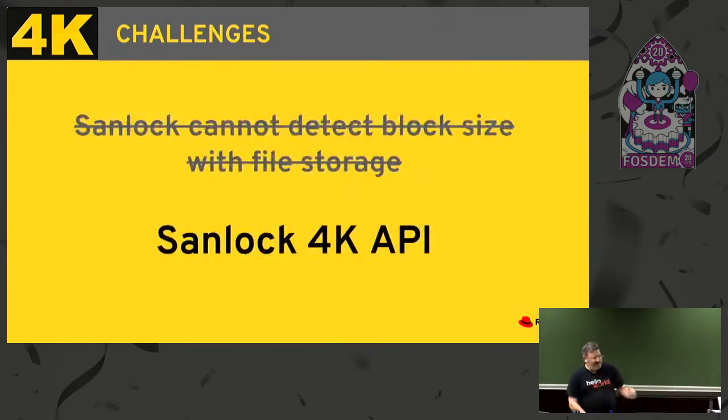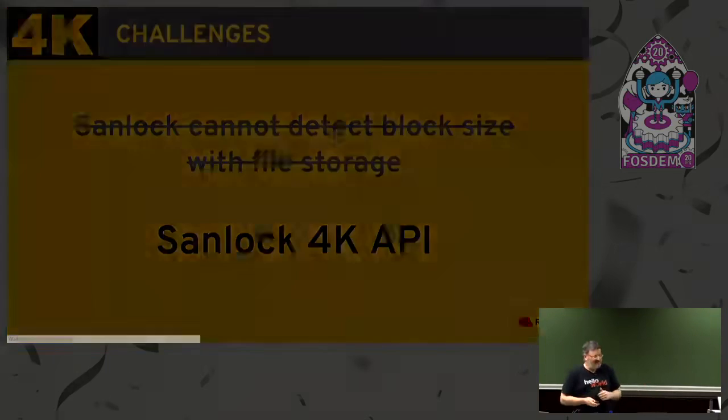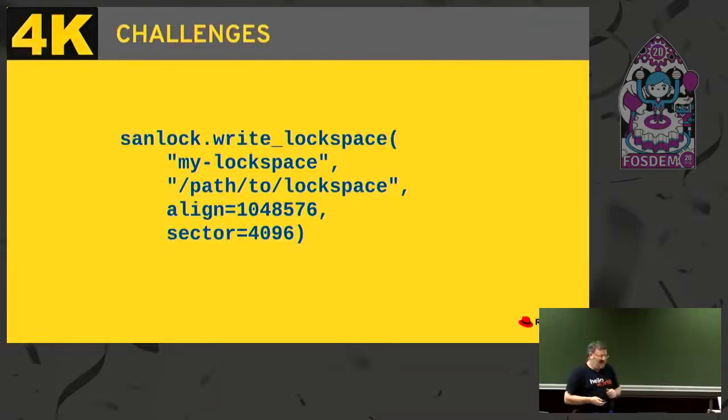So what we did was change the sanlock APIs to support 4K. It means that VDSM can detect the block size and tell sanlock what the block size is. We can see in this example that when you create a sanlock lockspace, we also specify the sector size and the alignment. The alignment is related also to the sector size. So with this, VDSM can use sanlock with any block size.